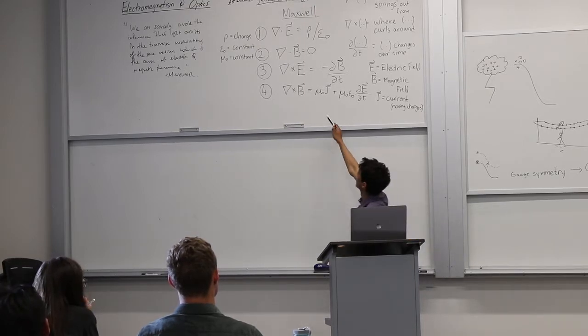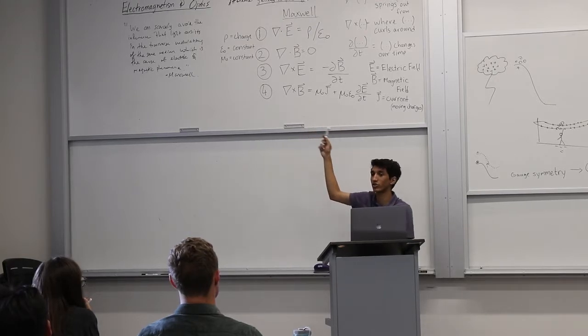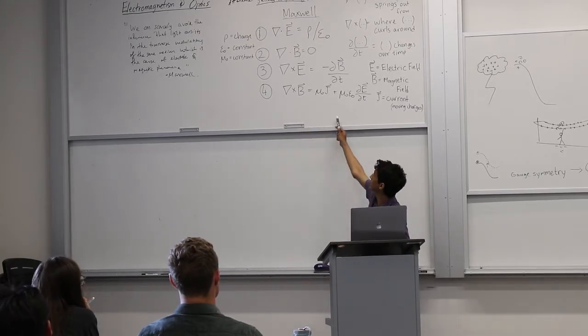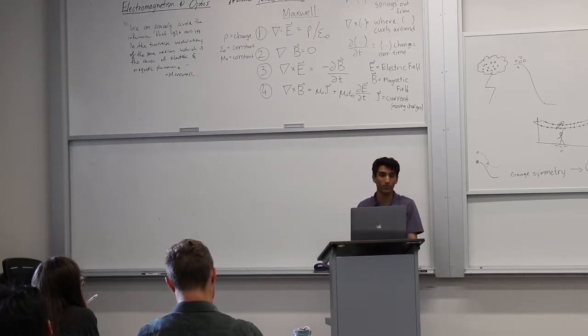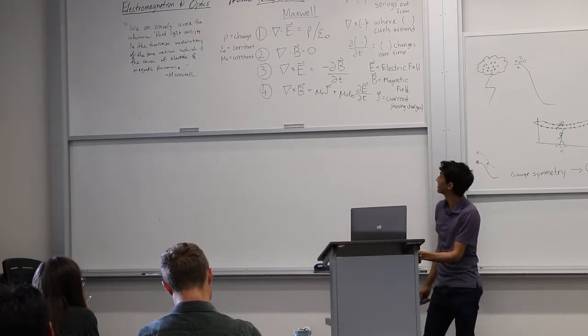Let's start with number 4. Can anyone think of anything that might change if charges don't exist? What happens to the left-hand side of equation 4? Yeah? Well, J would have to be 0. Yes. There's no charge to move.